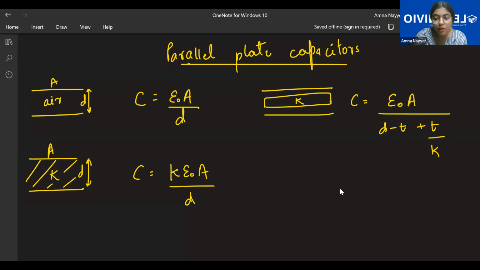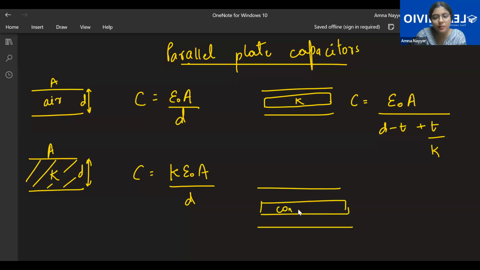These are very important for your CBSE board exam. Forget NTA's NEET. First have the CBSE board exam grip. If there's a strong grip, then you'll be able to manage the rest of the questions. And if a conductor has been put here, the electric field within the conductor becomes zero, so capacitance is epsilon naught A by D minus T.